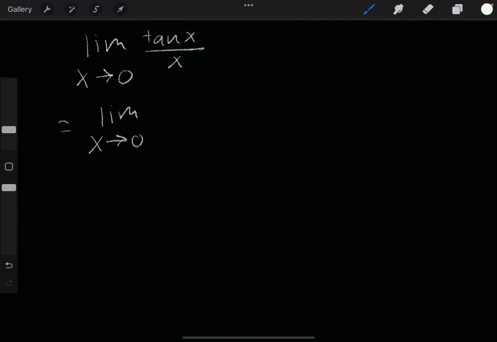Let's use an example. Let's say the limit as x approaches 0 of tangent x over x. Now let's simplify this. So we can say the limit as x approaches 0 of sine x over x times 1 over cosine x. Now let's simplify this even further and distribute it.